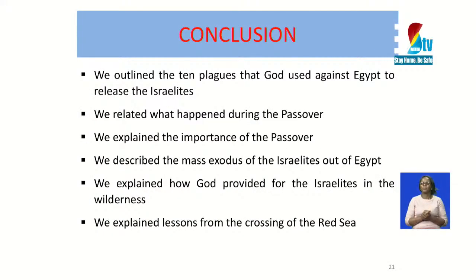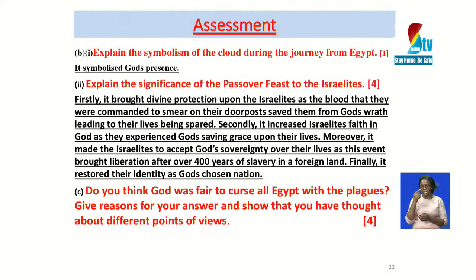So let us conclude today's lesson together. We have outlined the 10 plagues that God used against Egypt to release the Israelites. We also related what happened during the Passover. We also explained the importance of the Passover. We also described the mass exodus of the Israelites out of Egypt. We also explained how God provided for the Israelites in the wilderness. And finally, we explained lessons from the crossing of the Red Sea.